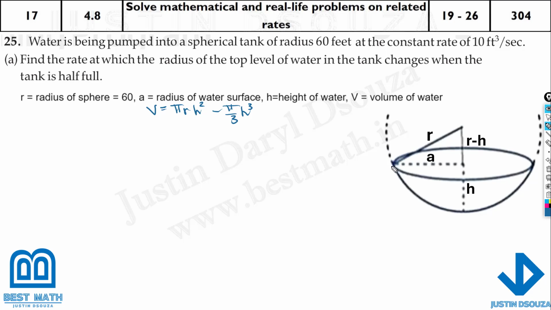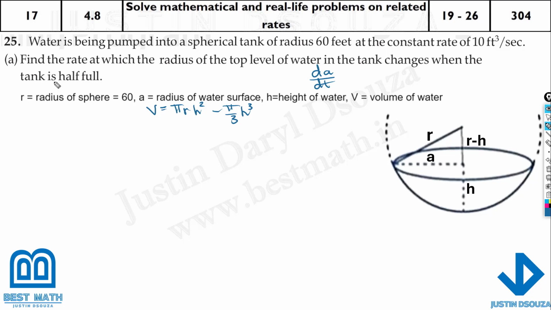Now, what exactly do we want? The rate at which the radius of the top level of the water in the tank changes. So it's basically this radius. I'm not going to write r because we already know the radius of the sphere is r. So A is considered. We need A, dA by dt. Or you can consider this to be x. Absolutely fine. Up to you. That rate change with respect to time is required.